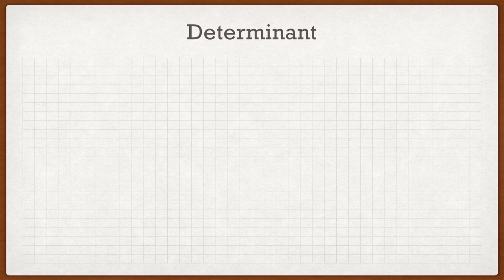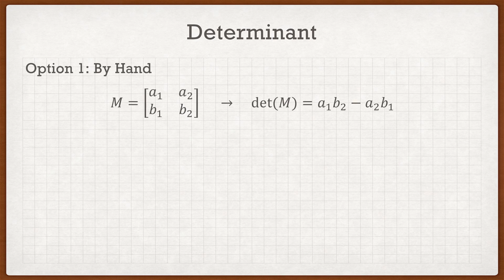The determinant of a 2x2 matrix can be found very, very easily. So you basically have two options at this point. The first one is you can do it by hand. If M is equal to A1, A2, B1, B2, then the determinant is very simple to calculate because it's just going to be A1 times B2 minus A2 times B1. But as I mentioned, a lot of you are probably going to opt for the Mathematica solution for this.